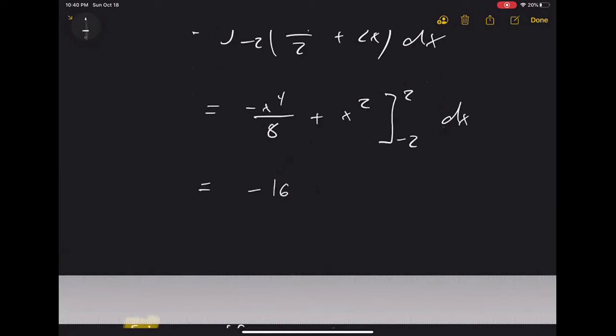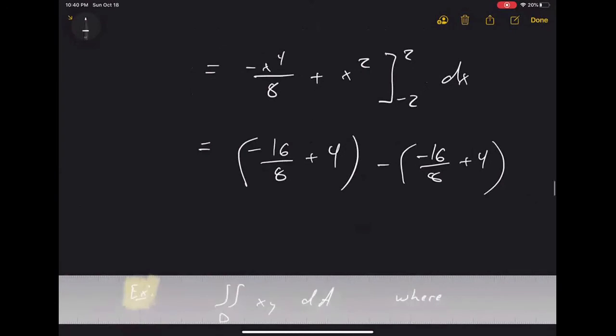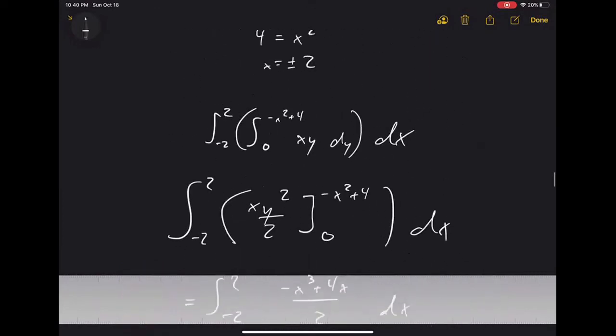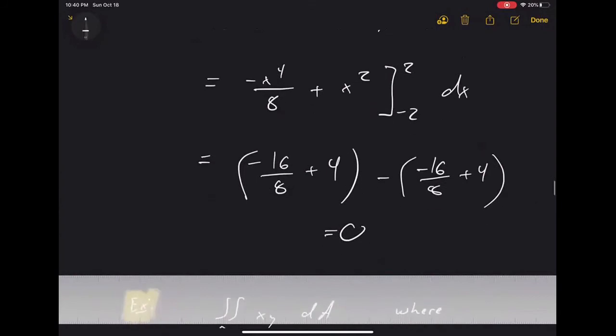Let's see, negative 16 over 8 plus 4 minus negative 16 over 8 plus 4. Looks like it's just 0. Okay. Let's see, does that make sense? Yeah, this is an even function. Yeah, that makes sense.